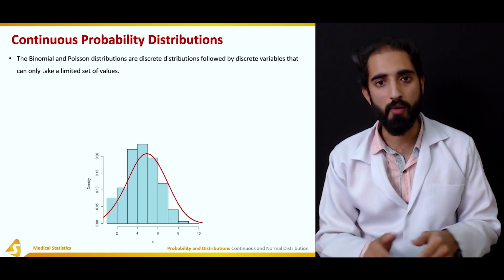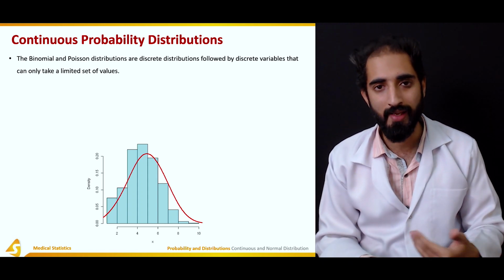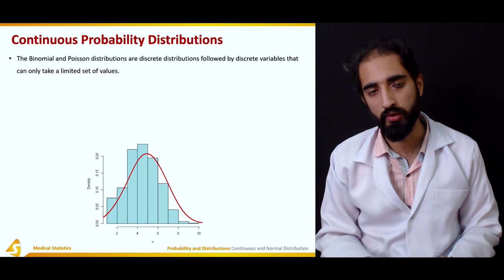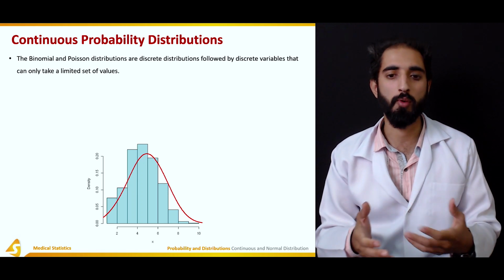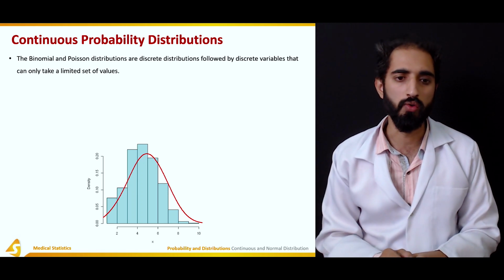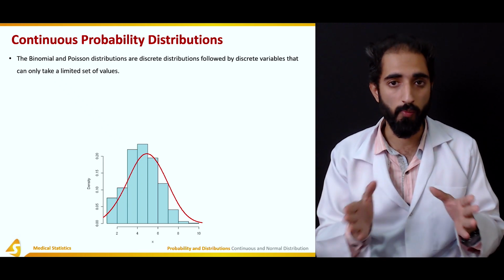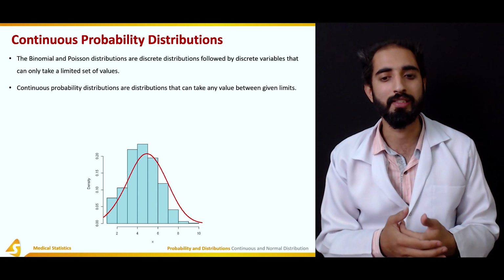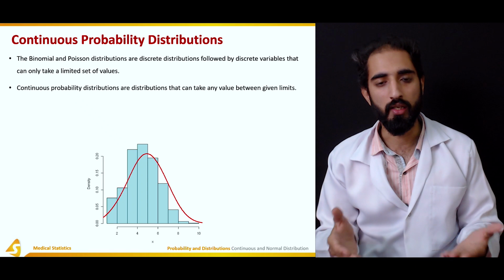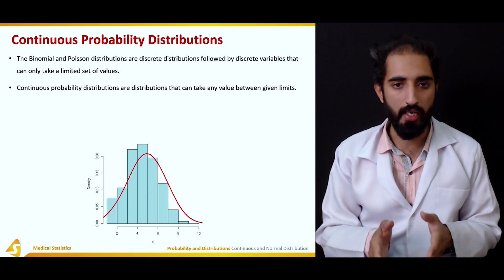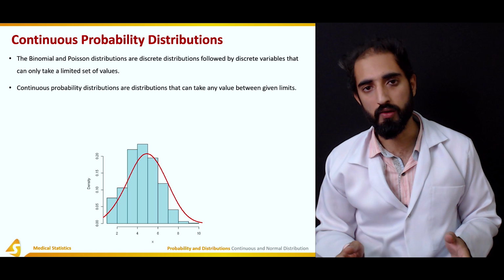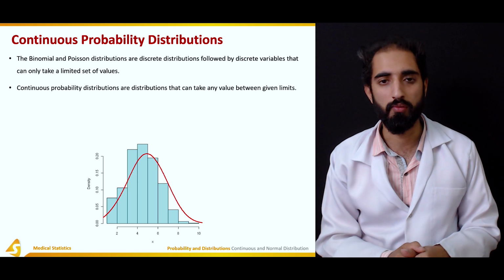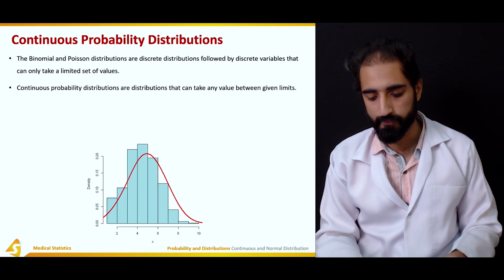But if I talk about height, height is a continuous variable and it can take any value between its minimum and maximum. For that, we can use a continuous probability distribution, which would be most suitable for that sort of variable. Continuous probability distributions can take any value between the given limits. For example, for a height of 1 to 2 meters, it can be any value from 1 to 2 meters, not just 1 and 2.